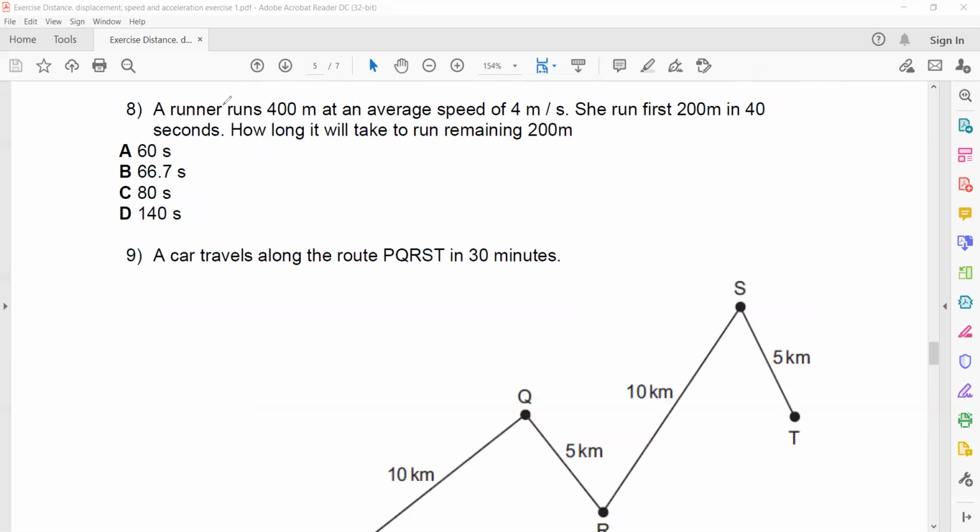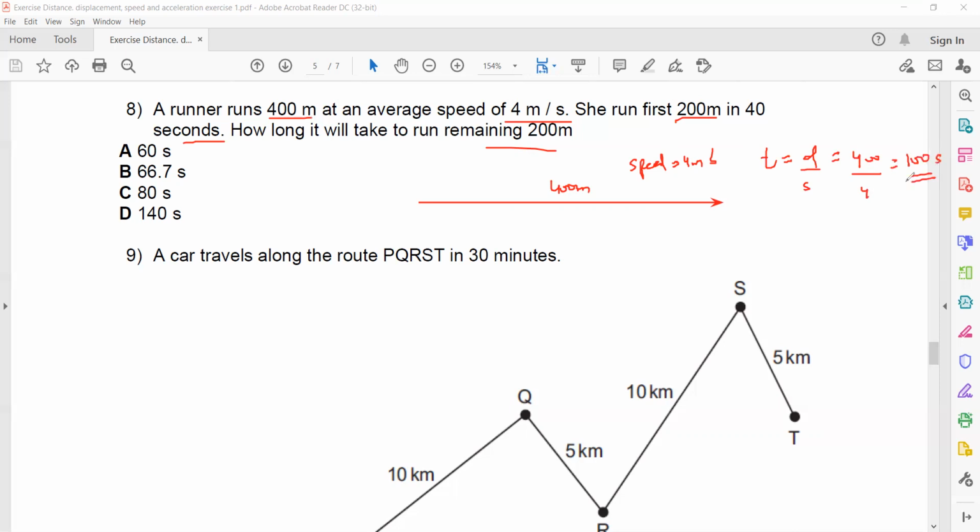Question 8. A runner runs 400 meters with an average speed of 4 meters per second. She runs 200 meters in 40 seconds. How long will it take to run the remaining 200 meters? The total distance covered by the runner is 400 meters, with a speed of 4 meters per second. Time is equal to distance divided by speed, so 400 divided by 4. The total time to complete the race is 100 seconds.